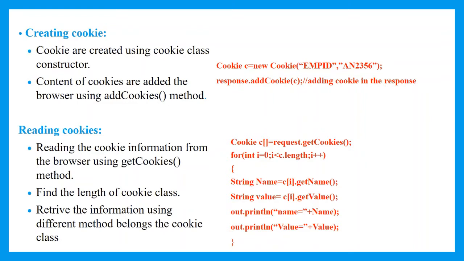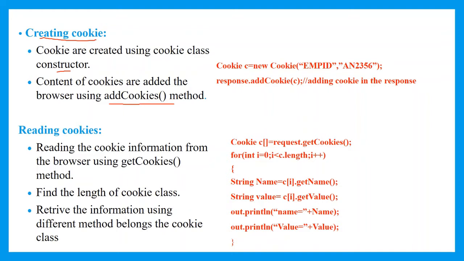In this slide we are discussing how to create a cookie and how to read the cookie information. First we will see creating the cookie. The first step for creating the cookie is that cookies are created by using the cookie class constructor. So here we can create a cookie by making use of a cookie class constructor. Then the second step is the content of cookies is added to the browser by making use of an addCookie method. These are the two steps used to create the cookie.